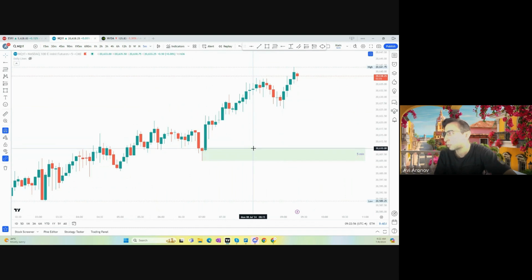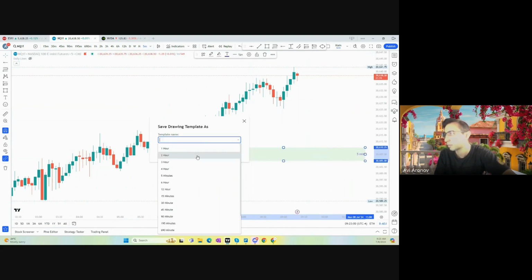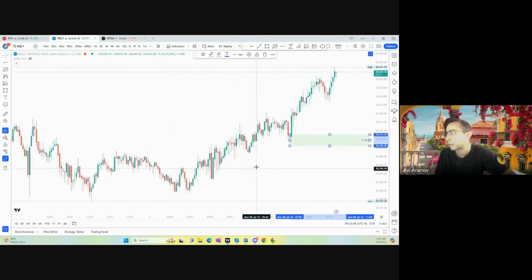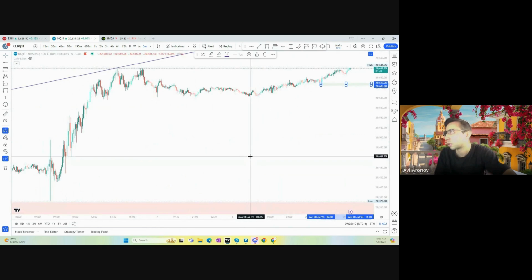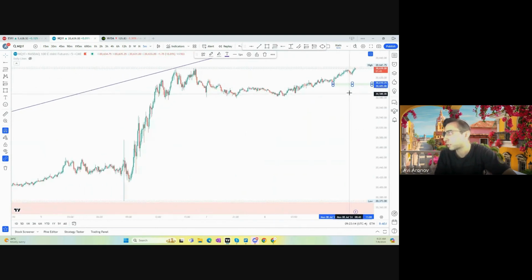Now what I will do, I will go here, template, save as 5 minutes. So now anytime, next time I will do it, it will show that as 5 minutes. So that will be one area.